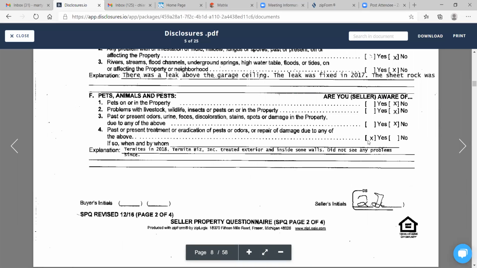Oh, and there's another yes right here. They mentioned they had termites in 2018. Termite in 2018, created exterior inside some walls. Did not see any problems since. Now this, we can ask them because we got $1,000 from them to help us fix it. We'll see how that goes.